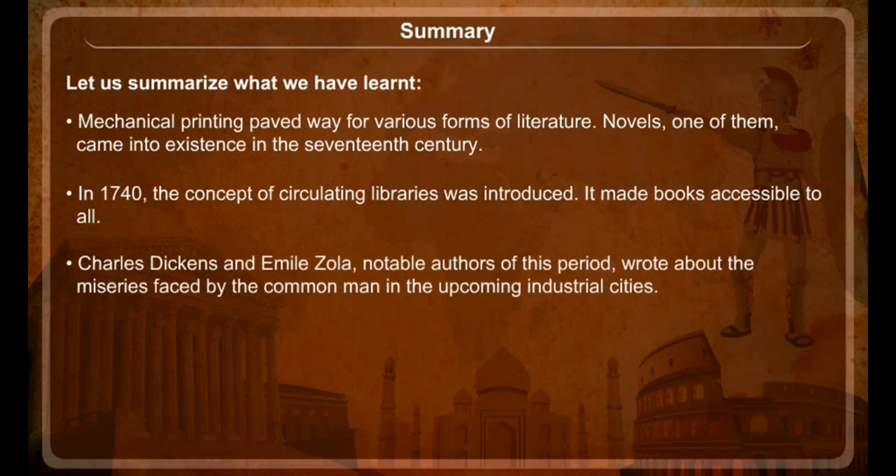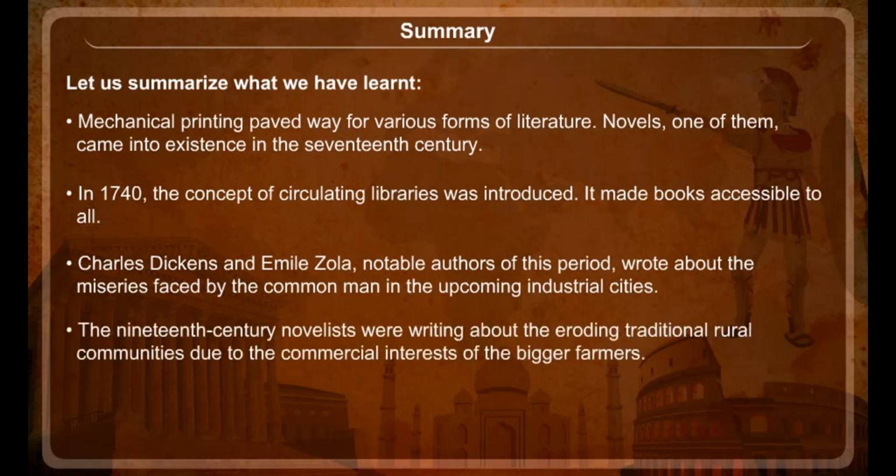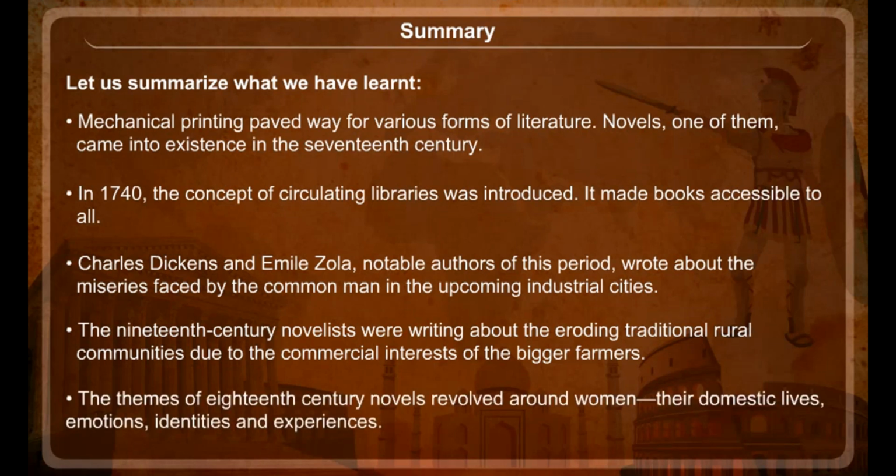Charles Dickens and Émile Zola, notable authors of this period, wrote about the miseries faced by the common man in the upcoming industrial cities. The 19th century novelists were writing about the eroding traditional rural communities due to the commercial interests of the bigger farmers. The themes of the 18th century novels revolved around women, their domestic lives, emotions, identities, and experiences.